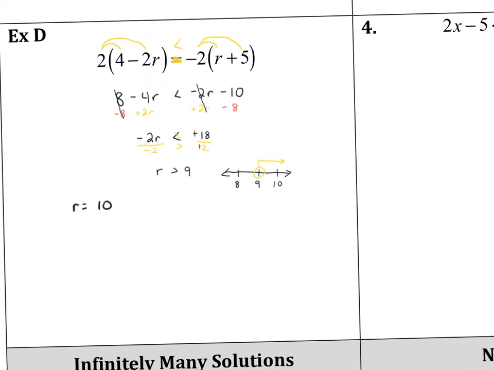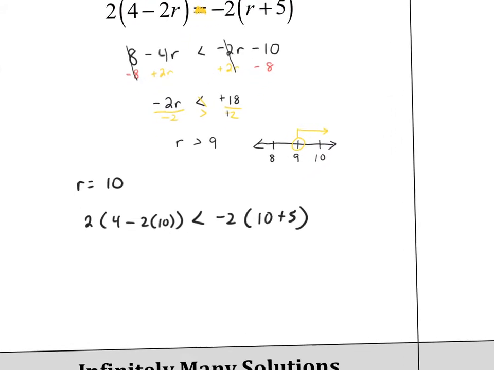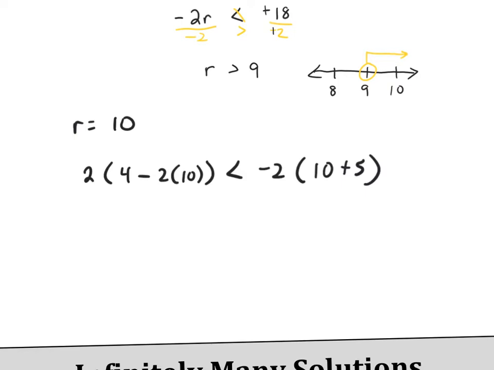And I'll plug things in. My expectation is true, of course. So 2 times 4 minus 2 times 10 is less than negative 2 times 10 plus 5. I'm going to start simplifying.